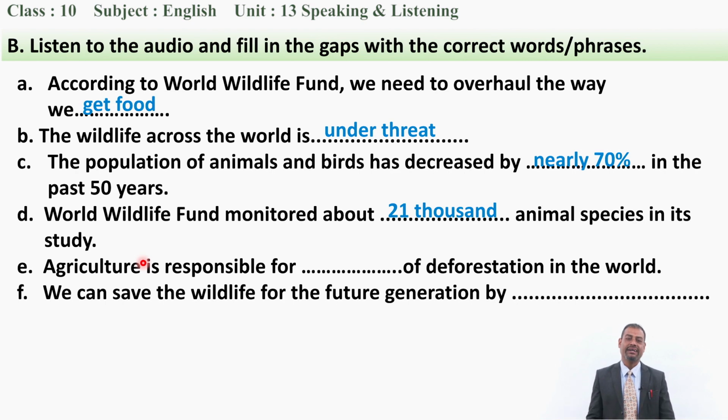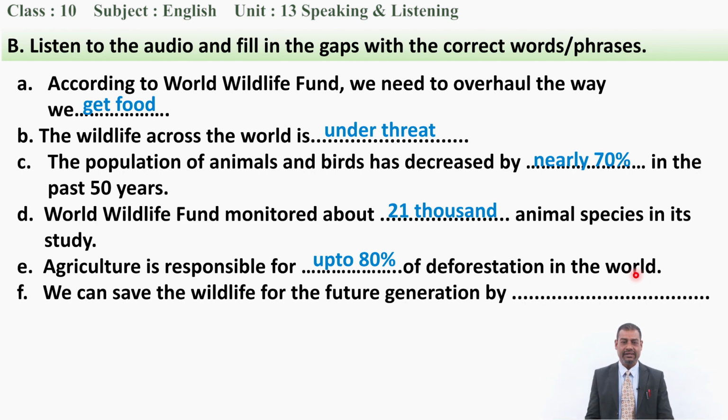All right. Now, E, agriculture is to blame. The term is used there in the audio, blame. Okay. So, it means responsible, you can understand. Agriculture is responsible for blank of deforestation in the world. So, what is your information? Is this right? Yes, up to 80%, or you can write down only 80%.